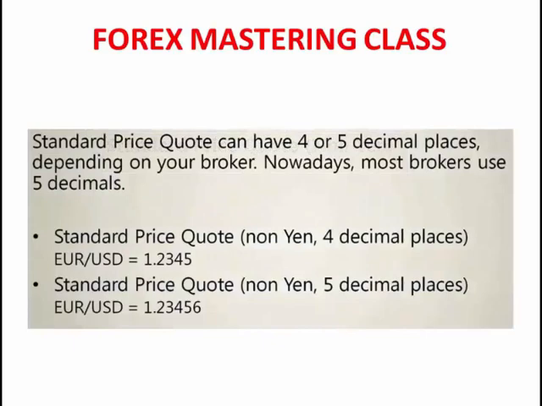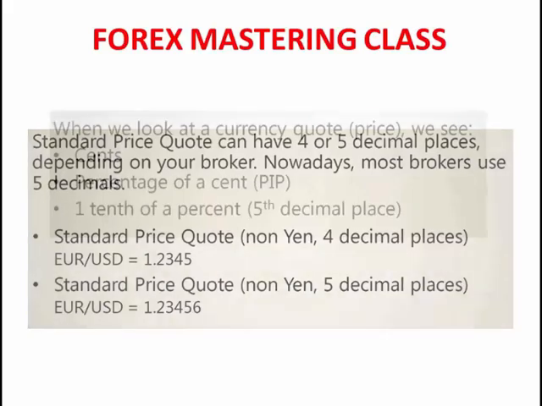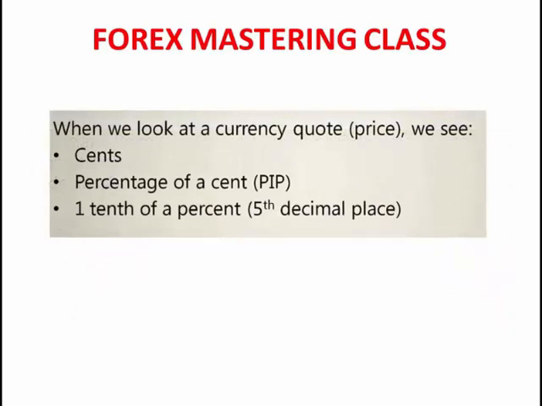Standard price quotes are the ones that are not yen. So all the other currency pairs that do not have Japanese yen always have what we call 4 or 5 decimal places, while those that have yen have 2 or 3 decimal places. Then when we look at a currency quote, we see cent, percentage of cent, 1/10 of percentage of cent.